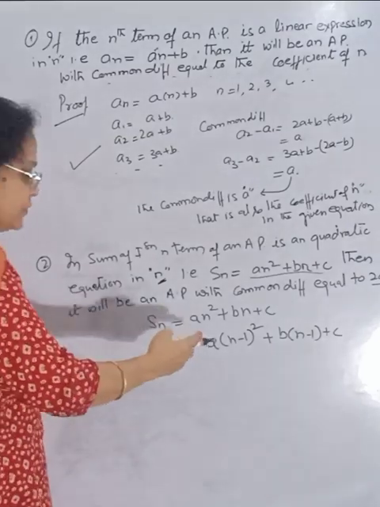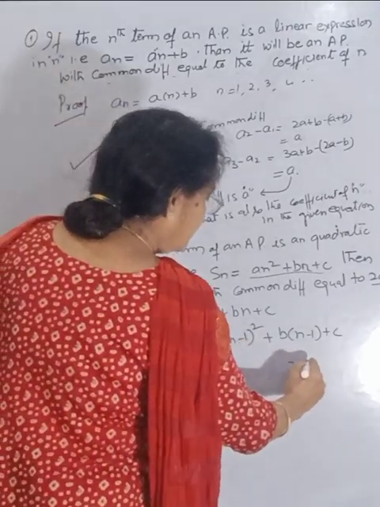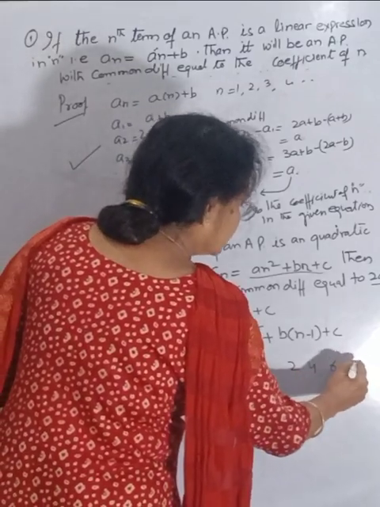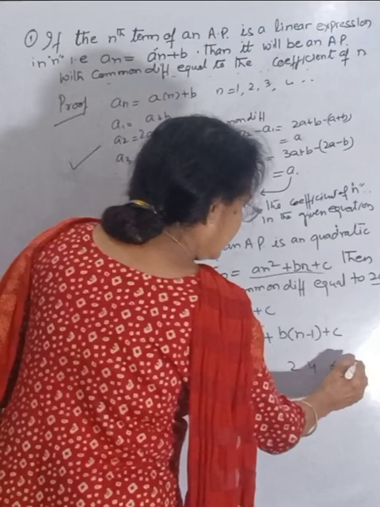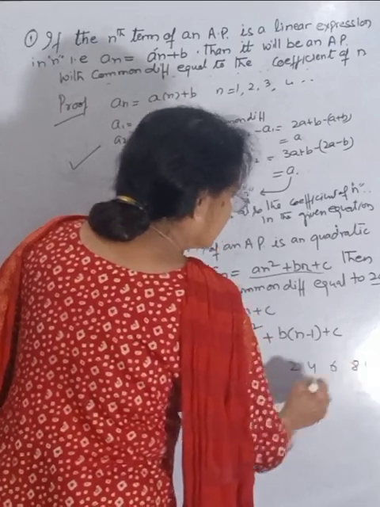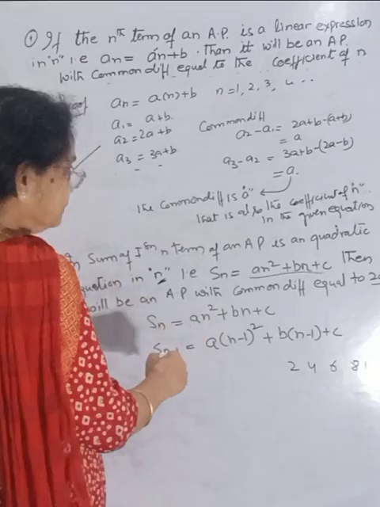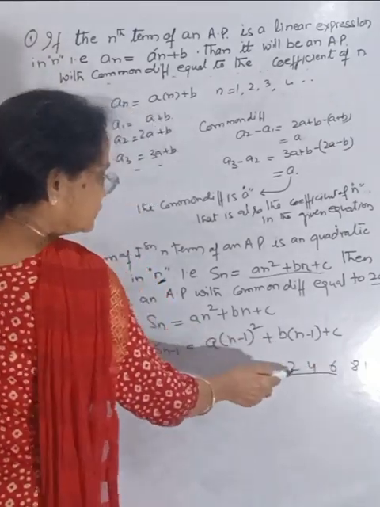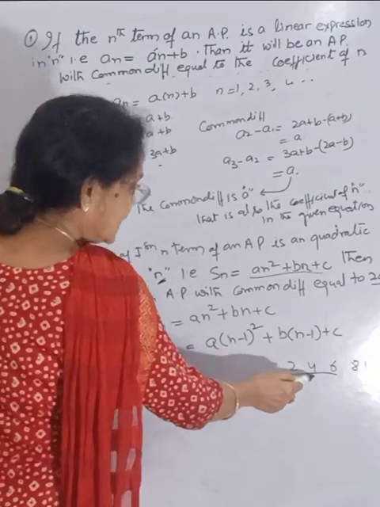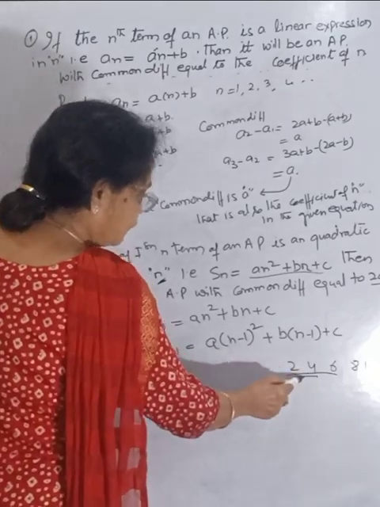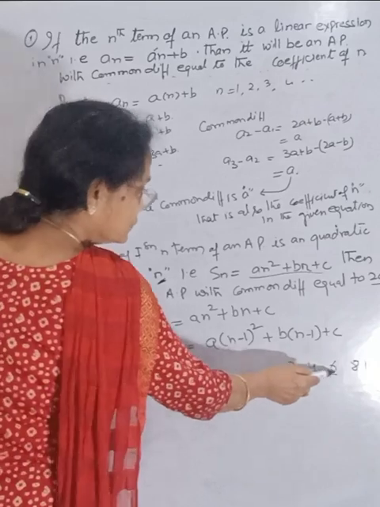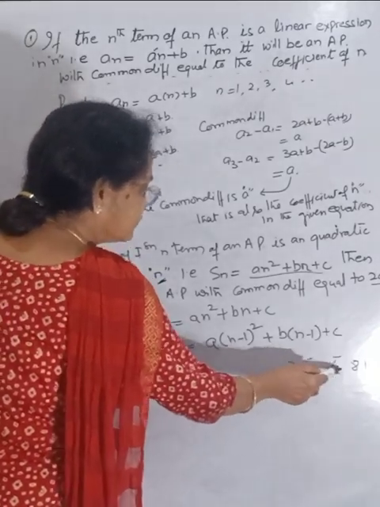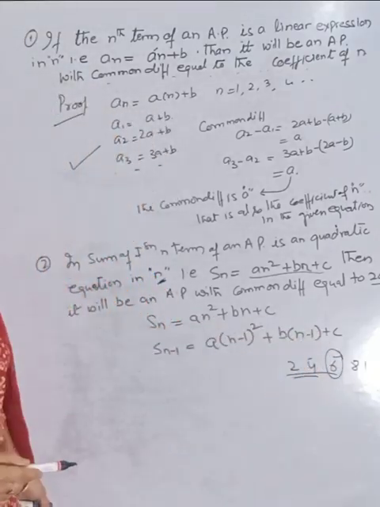For example, suppose the series is 2, 4, 6, 8 and 10. Then the sum up to 6 is equal to 12 and the sum up to 4 is 6. So the sum up to this minus the sum up to this will be the 6 itself.